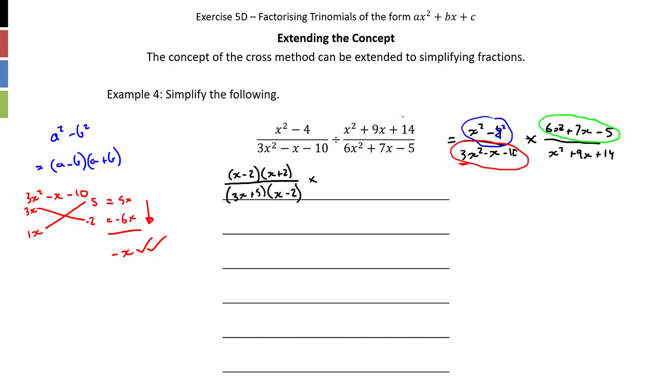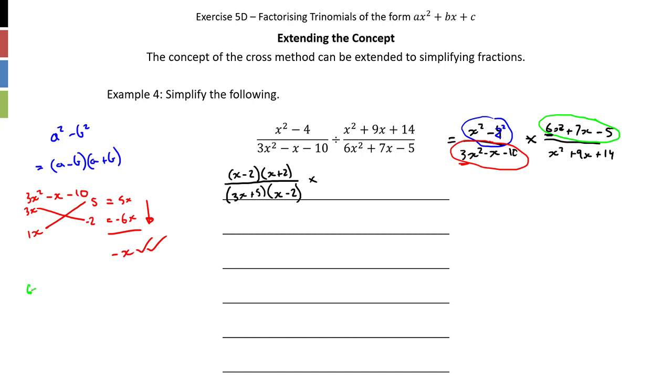So now we're going to look at the second numerator. Okay, 6x squared plus 7x minus 5. First thing you should be thinking, we have a coefficient that is not 1, so I should be looking to take out the common factor. Can I do that? No, I can't. So then I go to my cross method.